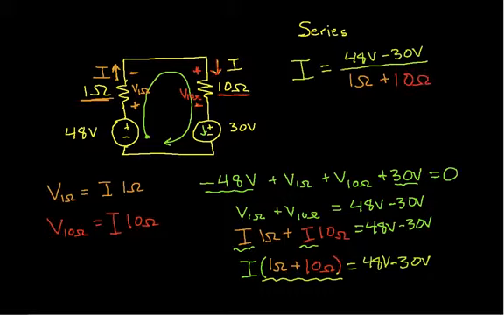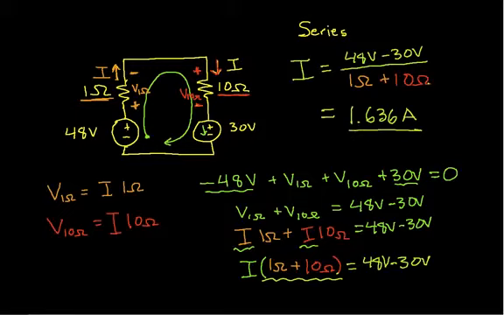And so now I can actually work this out. If I do the computations, I have 48 minus 30, which would be 18, divided by 1 plus 10, which would be 11. That gives me that I is equal to 1.636 amps. Okay, so there's my answer.